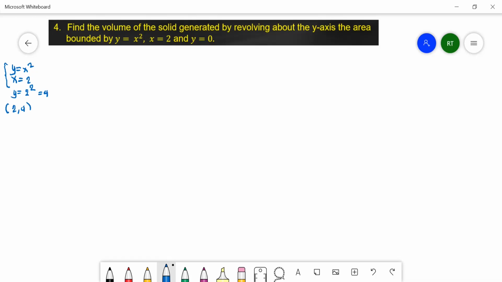And if we are going to draw the figure or the sketch, let us consider the x-axis and the y-axis. The intersection of the line x is equal to 2 with the parabola is at (2, 4). And let us assume that this is the point of intersection at (2, 4), and this is the line x is equal to 2.